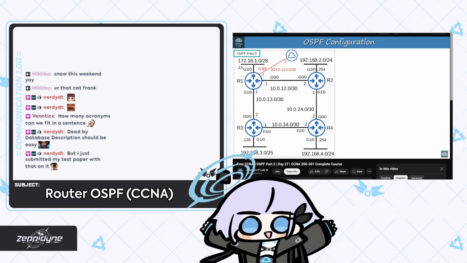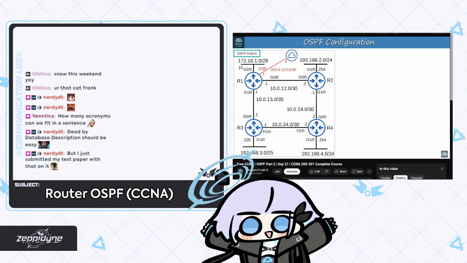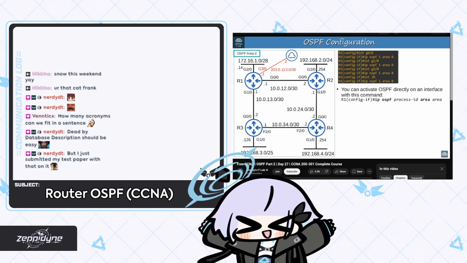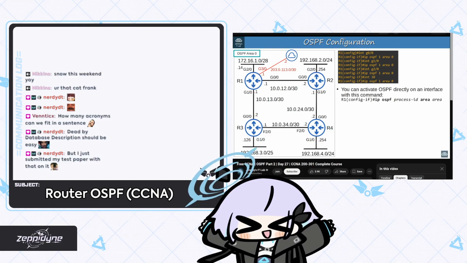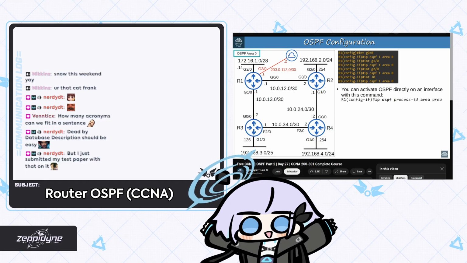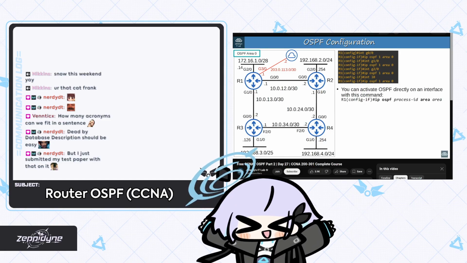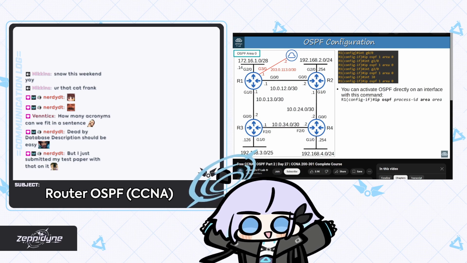Well, you can actually enable OSPF directly on an interface without using the network command. For example, let's assume that R1 has no OSPF configurations on it yet. Here's how to enable OSPF on the interfaces. You can activate OSPF directly on an interface with this command: ip ospf, the process ID, then area, and the area ID. Note that this is done from interface configuration mode. Now OSPF is enabled on those interfaces, but this doesn't set a router ID, and I haven't even entered OSPF configuration mode.